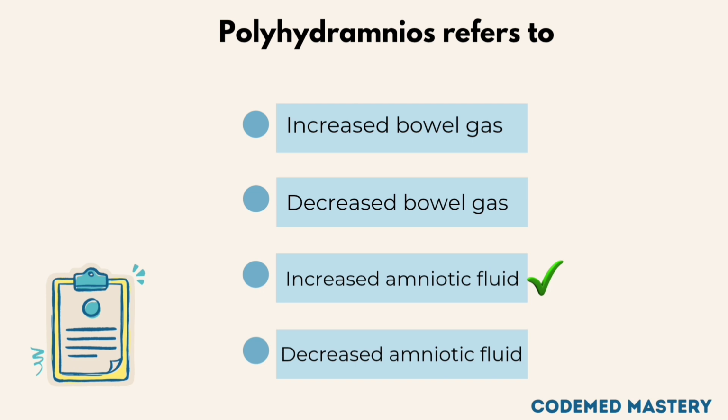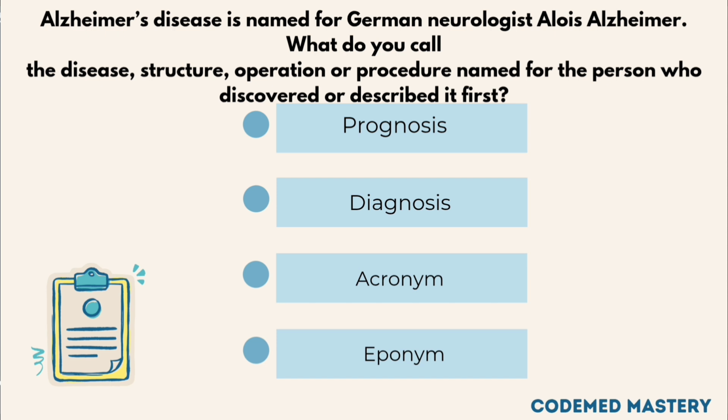Next question. Alzheimer's disease is named for German neurologist Alois Alzheimer. What do you call the disease, structure, operation or procedure named for the person who discovered or described it first? The correct answer is eponym, option D.